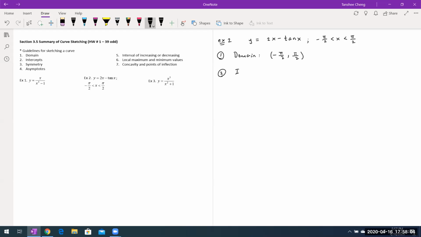And second is finding the intercepts. To find the intercepts, the easiest one is to let x be equal to 0 first, and from there, what is my y-intercept going to be? When I let x be equal to 0, my y becomes 2 times 0 minus tangent of 0, which is equal to 0. So we got 0, 0, the origin again. So I don't need to find anything else further than that.